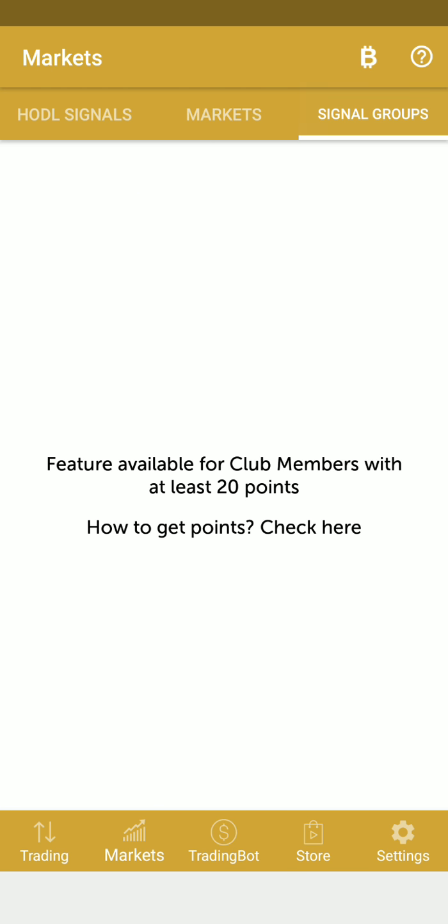And then you have the signal groups over here, which they have recently added the feature club membership. As you can see, you have 20 points in the club membership, and you can actually get, I believe it's Telegram signal groups, which I don't really recommend. I followed some of them, and some of their signals are okay.